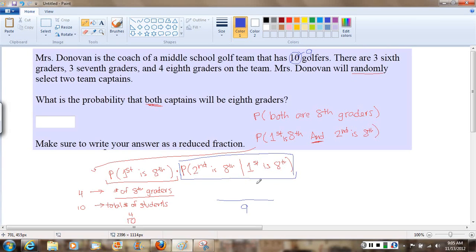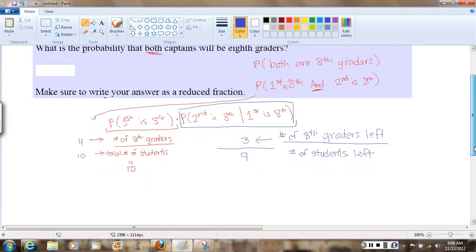And our numerator, how many 8th graders are there now left to choose from? Well, we know we got an 8th grader on our first pick. So there's no longer 4 8th graders left to pick. There's 3. So this fraction will be 3 out of 9. So we can think about this as the number of 8th graders left divided by the number of students left when we get to that second pick. So if we scroll down to give ourselves some room to show the rest of the calculation, as we calculate the rest of that out there, it's 4/10 times 3/9.